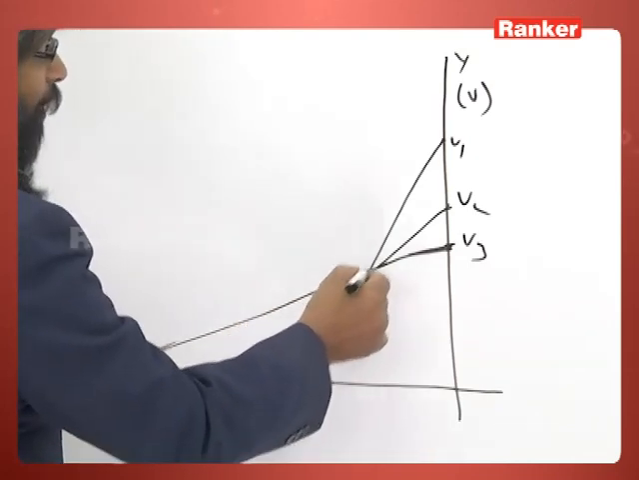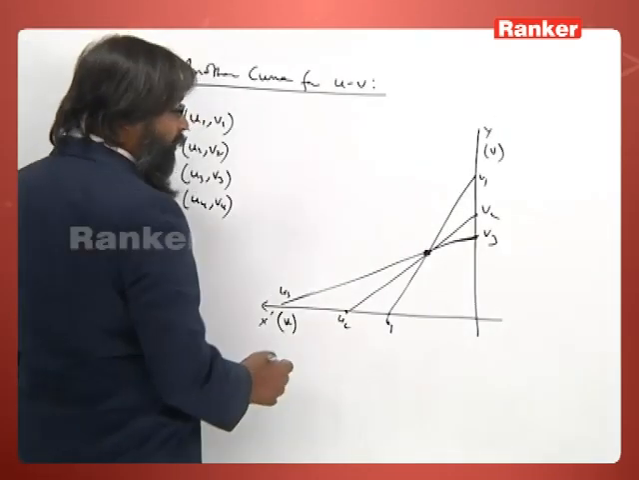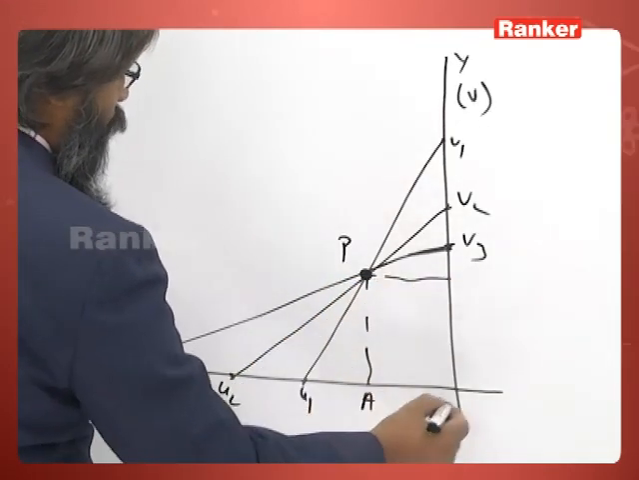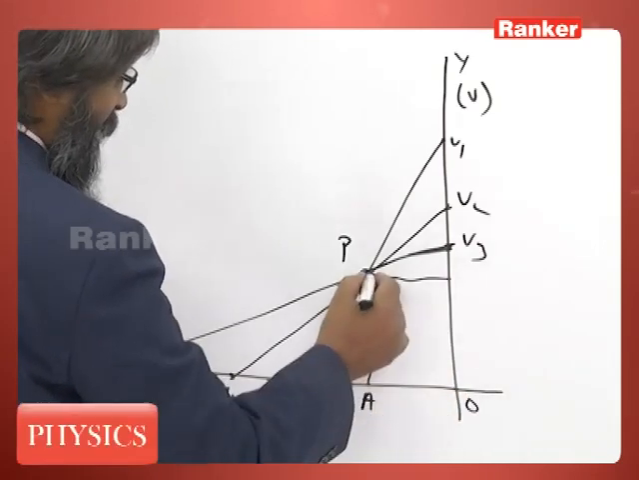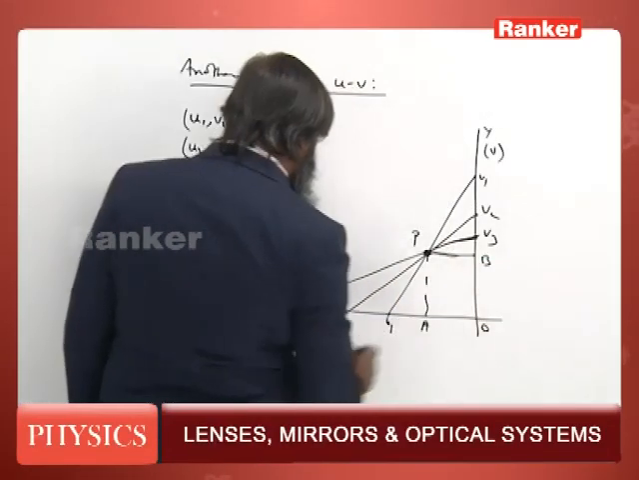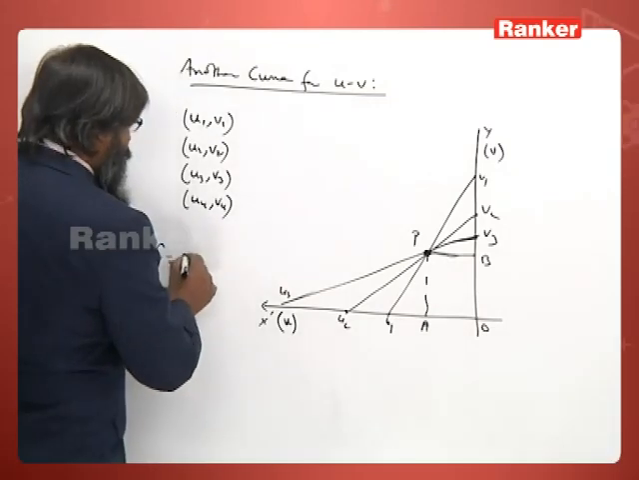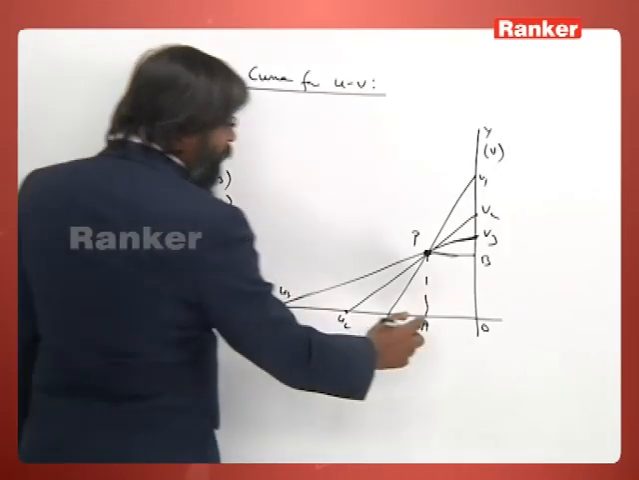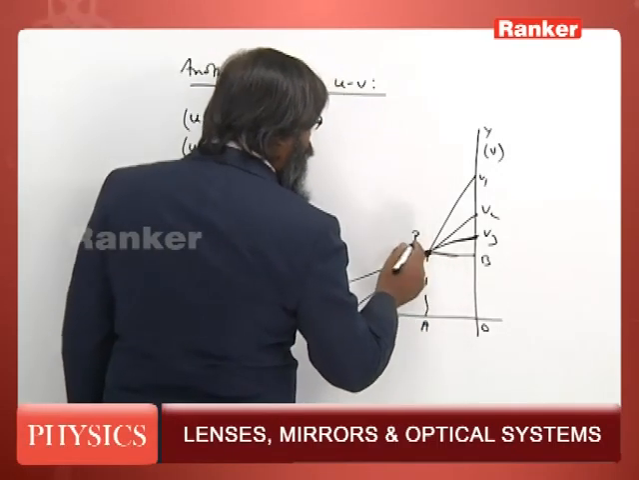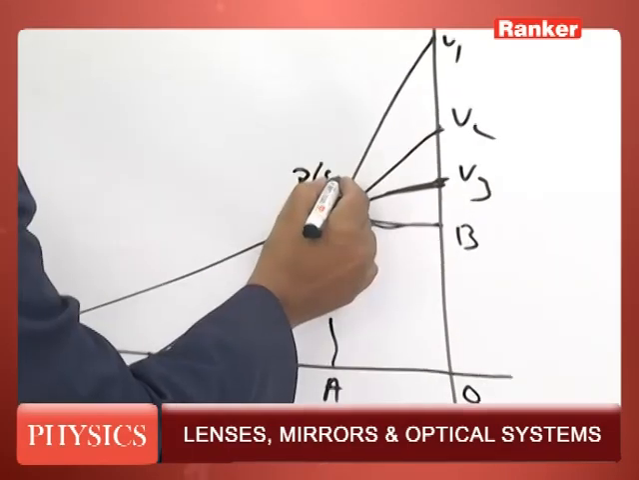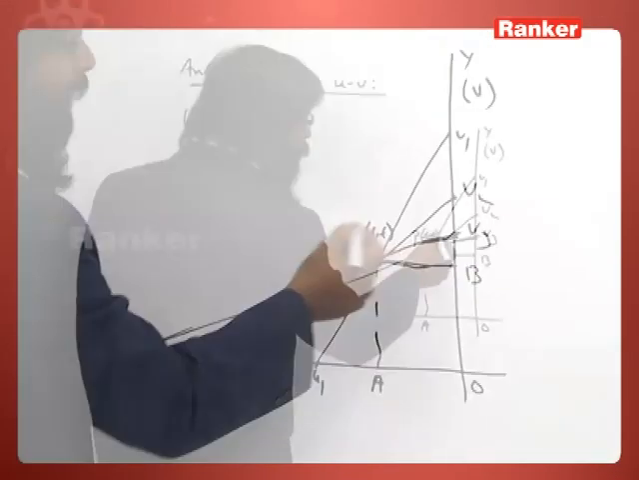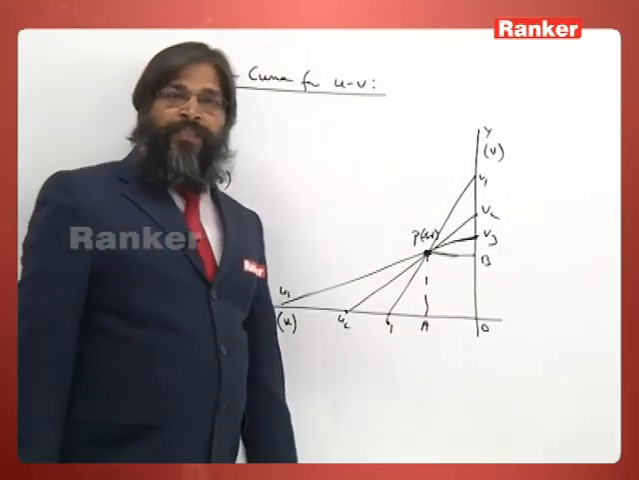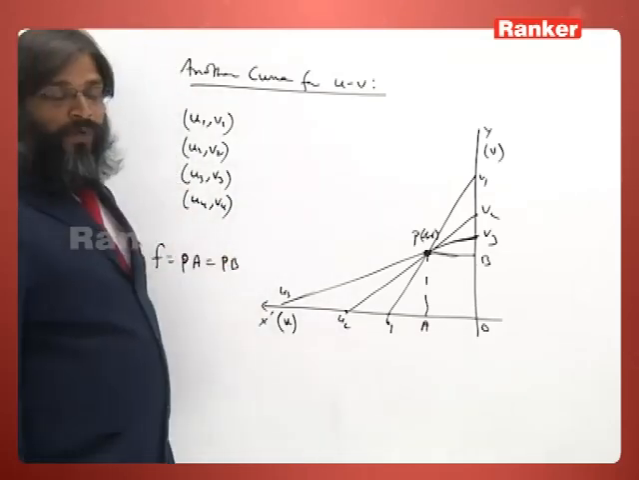So we will find the point of intersection, and suppose that point is P, then I draw perpendiculars PA and PB on the axes. So my focal length will be given by PA, that will be equal to PB. So this will be f. This point P has coordinates f and f. This is minus f on this side, so minus f and f. Thus this distance and this distance will be equal to the focal length f.